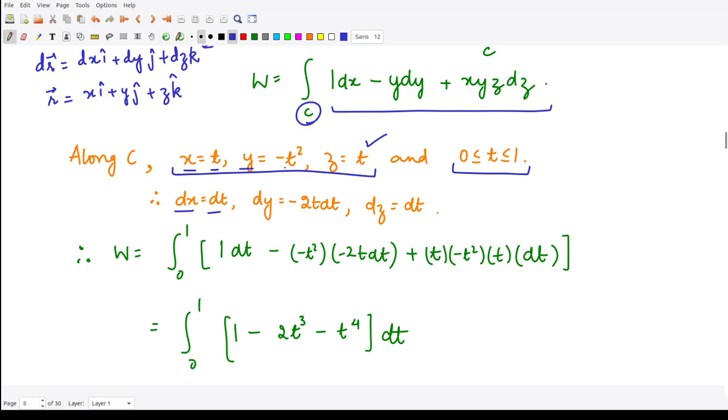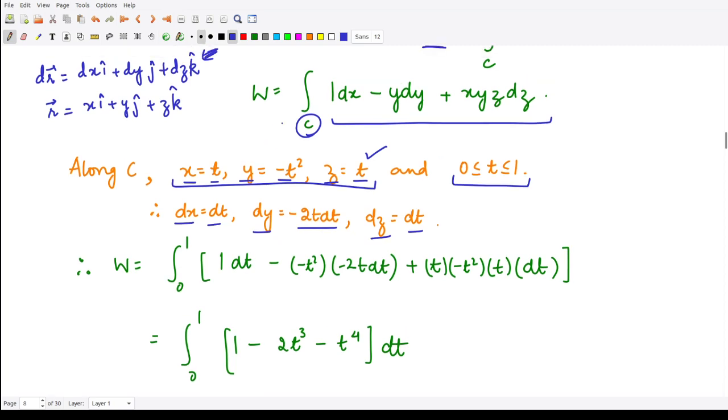When you differentiate y is equal to minus t square, you obtain dy is equal to minus 2t dt, and when you have z is equal to t, you obtain dz is equal to dt. So you substitute all these values here. Instead of dx we are writing dt, instead of y we are writing minus t square, instead of dy we are writing minus 2t dt, right, this quantity.